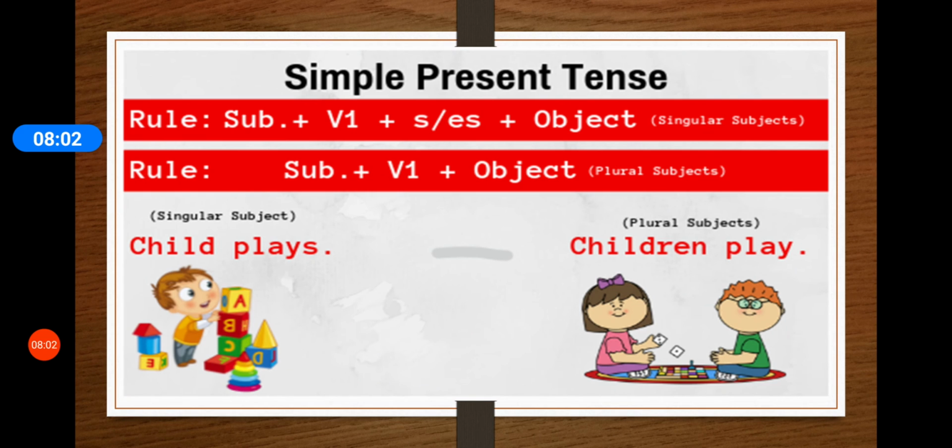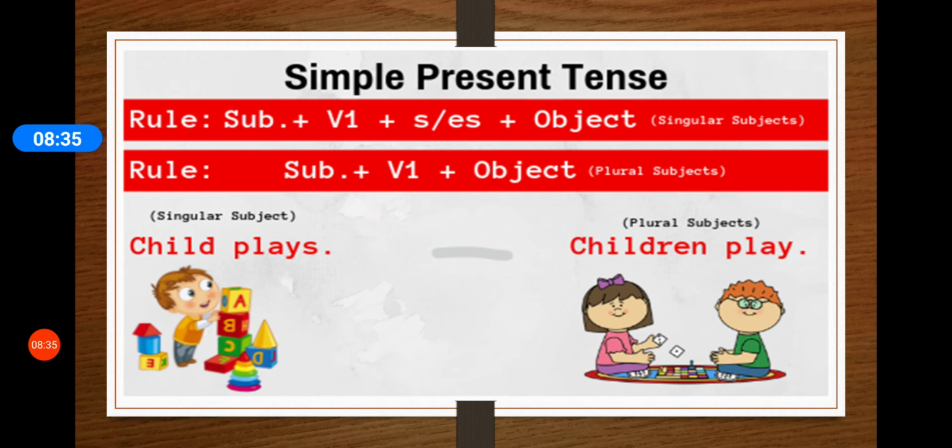Now children, we have learnt where we use simple present tense. We also need to learn how we use it. What is the structure? What is the formation of a sentence when we use simple present tense? The rule says that the structure of the sentence is subject plus V1 plus S or ES plus object for singular subjects and subject plus V1 plus object for plural subjects.